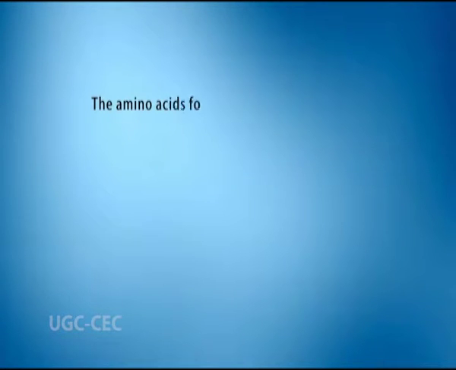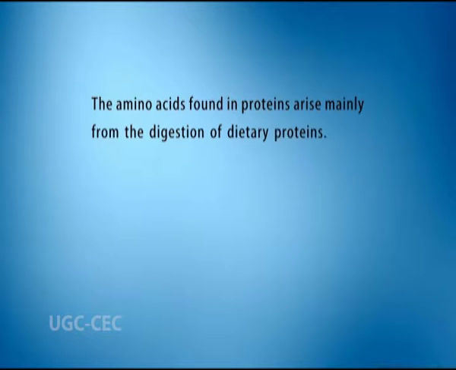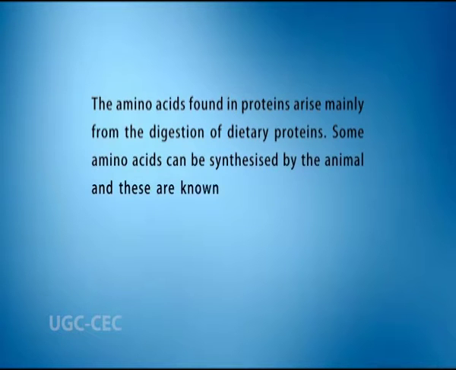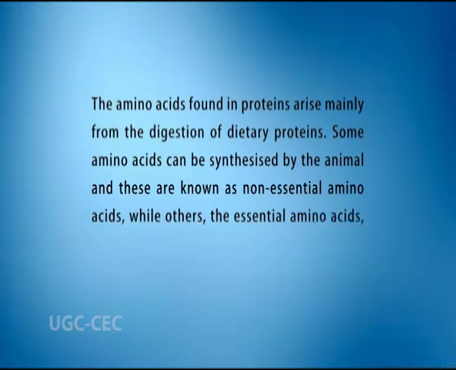The amino acids found in proteins arise mainly from the digestion of dietary proteins. Some amino acids can be synthesized by the animal, and these are known as non-essential amino acids, while others, the essential amino acids, must be supplied in the diet.